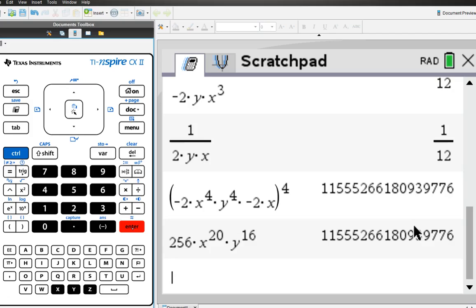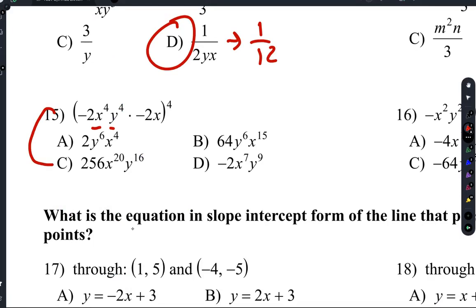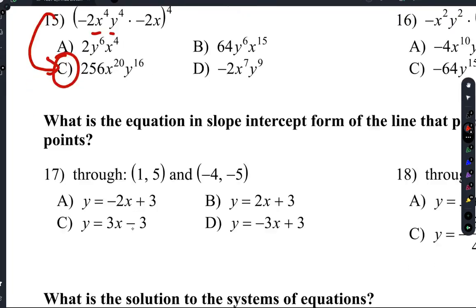So I know that the 15 is going to be D. So I'm going to go to my paper. 15 matches up to choice C. They both equal that huge number, okay?